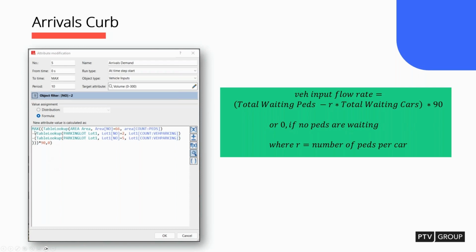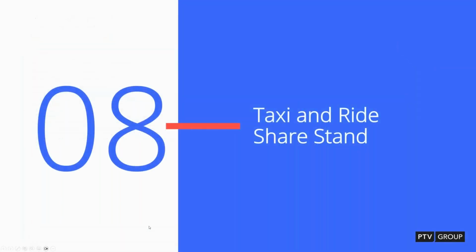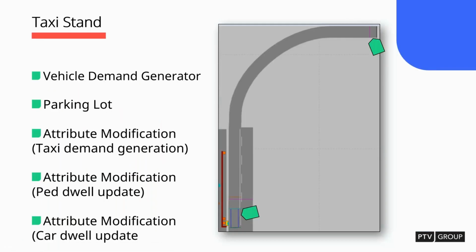This chart looks complicated because what it's doing is it's doing some lookup tables. So it's pulling data from the area and from the counted parking lots. And then if you want to do it another way, taxi stand rideshare, similar thing. You have your demand generators, you have a parking lot, and you send taxis to there.